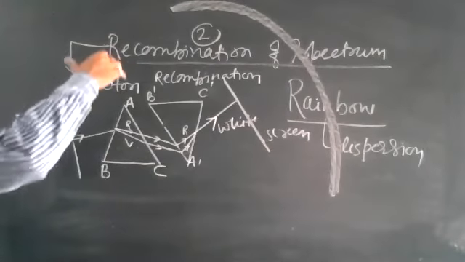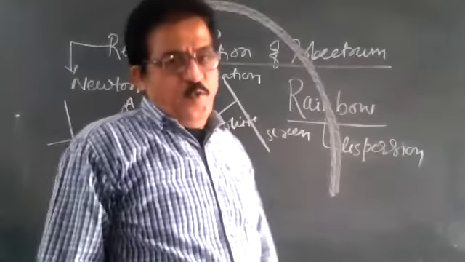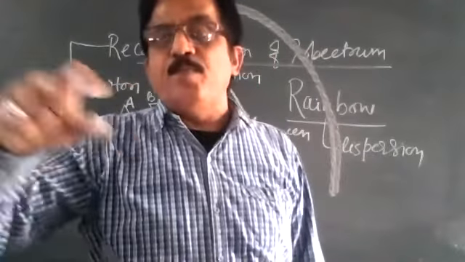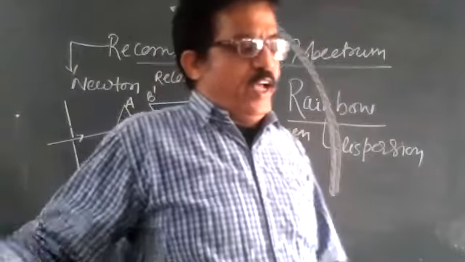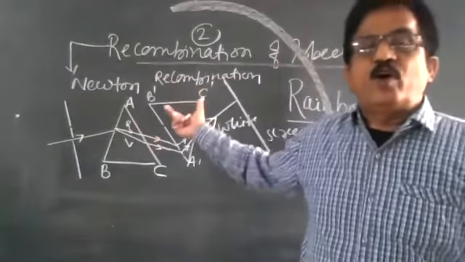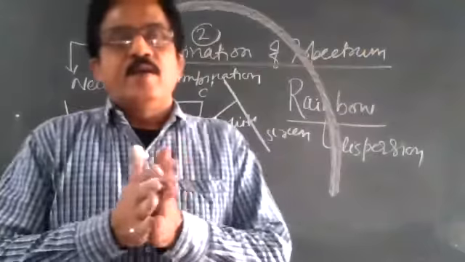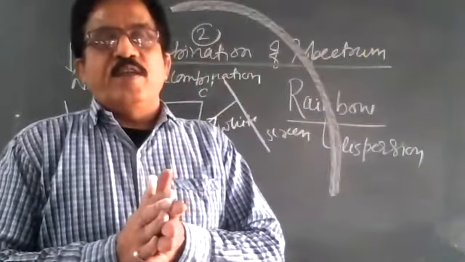When the sun shines on the raindrop, you are getting such a type of figure. On the next turn we will see the figure and the essential conditions to find a rainbow.